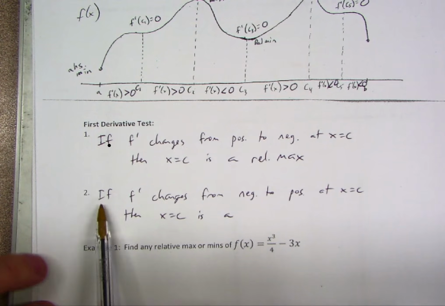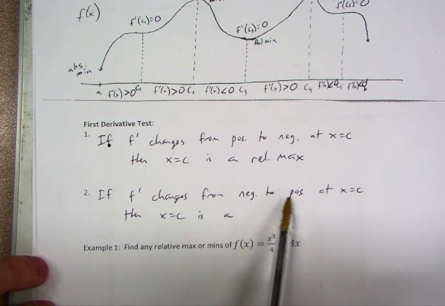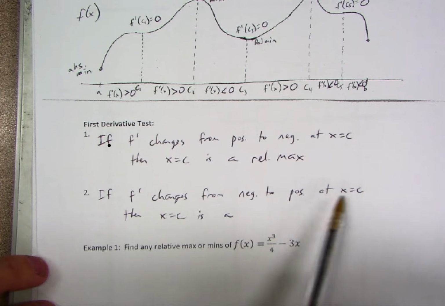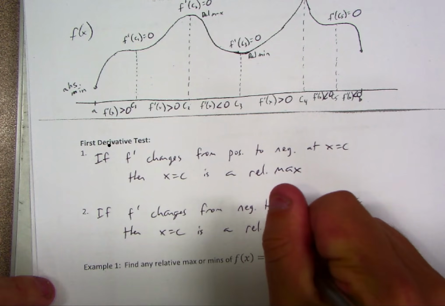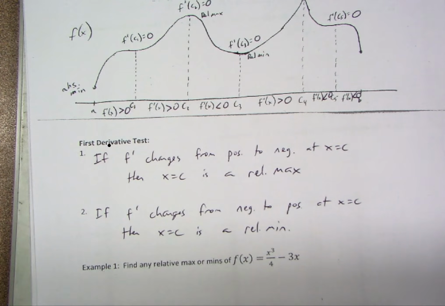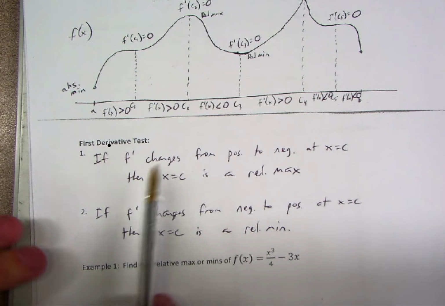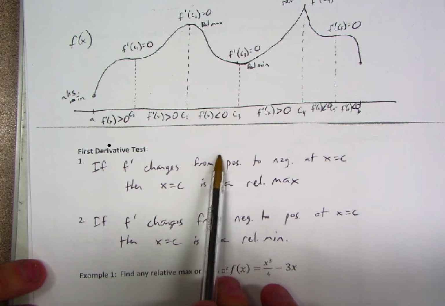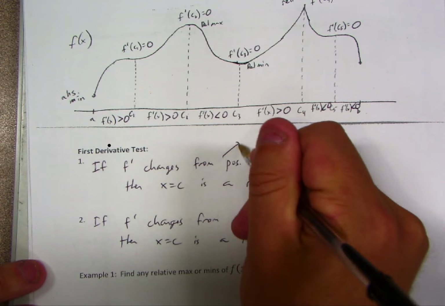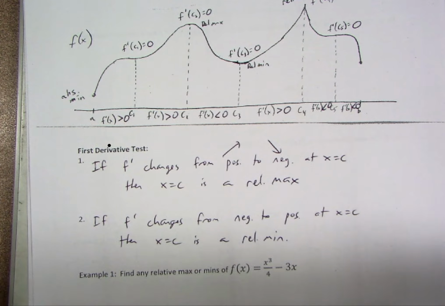On the flip side of that, if f prime changes from negative to positive at x equals c, so right here, from negative to positive, then x equals c is a relative min. And think about why. If f prime changes from positive to negative, that means f's going up, and then f's going down, and that's creating that maximum effect.